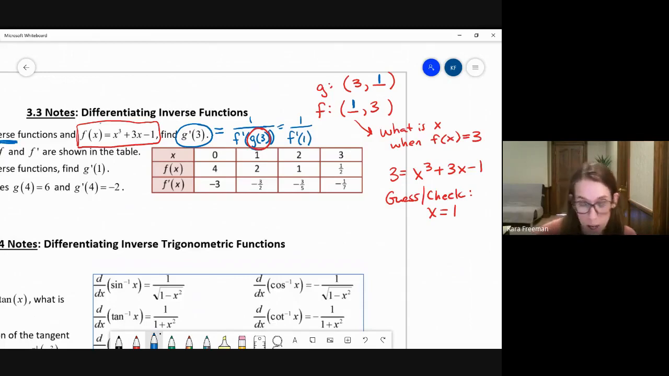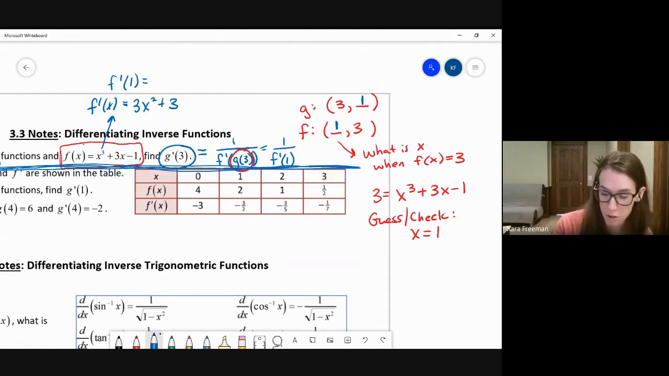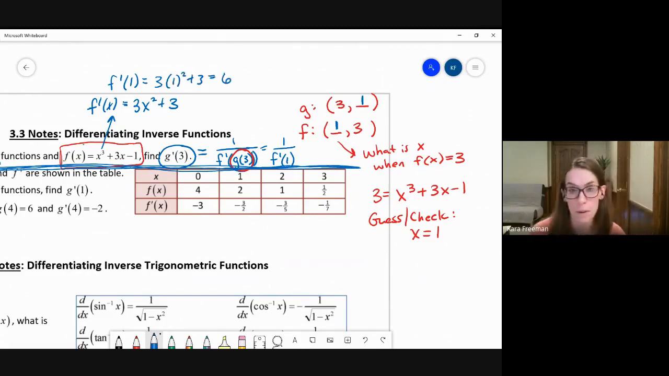Now I just need to find f prime and then evaluate that at 1. It's kind of a back and forth thing with the inverses. So let's find f prime. Just a little power rule. I'm trying to evaluate f prime of 1. So we end up getting 6. So my final answer is 1/6.